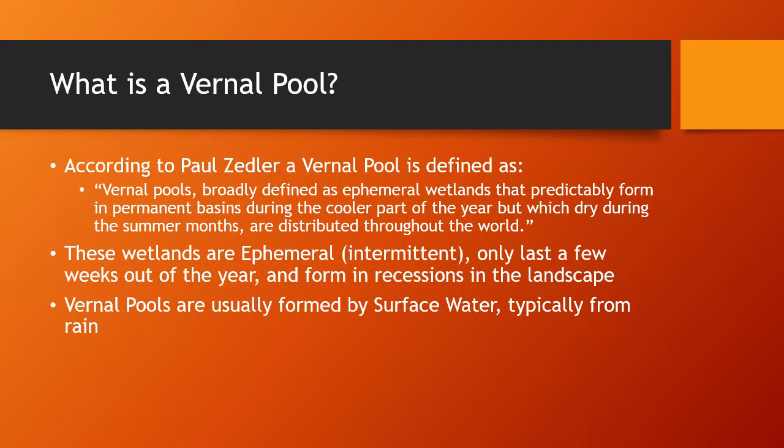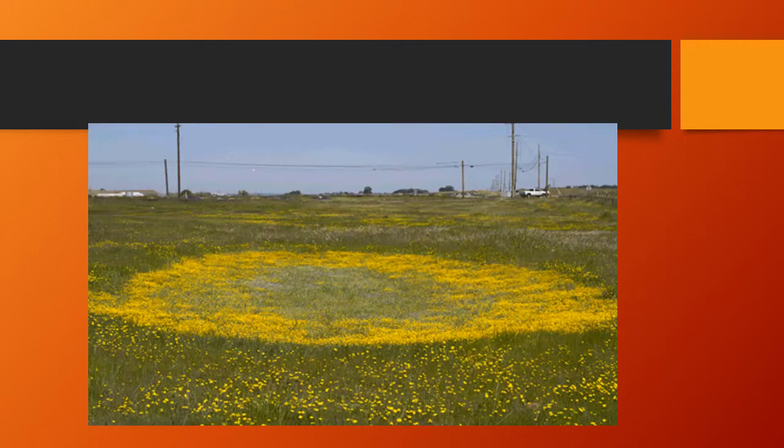Some key points of that definition is that these wetlands are ephemeral, which means they're intermittent. Most vernal pools only last for a few weeks out of the year, and they also form in recessions in the landscape. Vernal pools are usually formed by surface water, typically from rain and surface flow down from the watershed into lower basins of the topography.